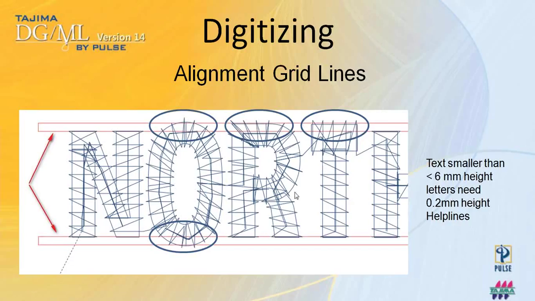the letter T. So what you would do is, for round letters, align the upper limit of the outline of the O and then the bottom line of the O exactly on the outer sides of the grid line. And you would do the same here with the top part of the R and the top part of the T. The grid line's height for letters smaller than 6 millimeters should be 0.2 millimeters. Okay, so that's the distance here. And we will see in the digitizing example how you can create those grid lines.